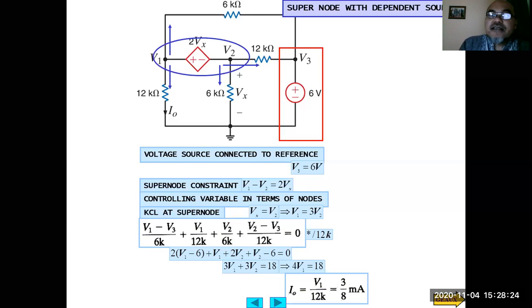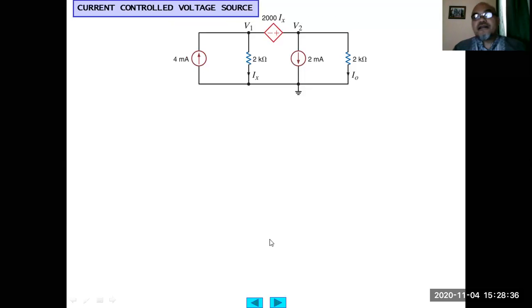Then we write down the KCL at that supernode. And using the constraint equation and the known voltage source, we can further calculate from the KCL. Another example, we have a current controlled voltage source here. So the voltage source value here is dependent on the current Ix. Ix is the current flowing through this 2 kilo ohm resistor.